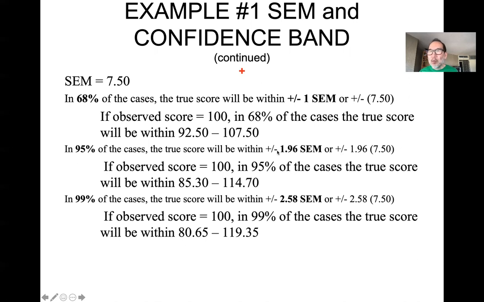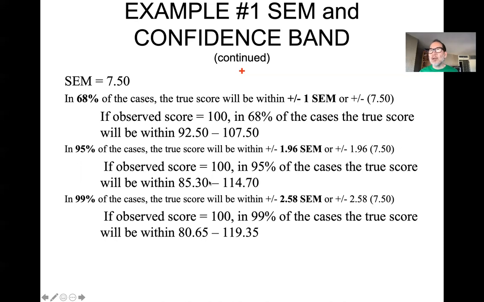Here it says 1.96, but you can round it up to 2. So 2 times 7.50, that's 15. So Tommy's score could go as high as 115 or as low as 85. But you're 95% certain that this is where it can fall. You're 95% certain it'll fall in this range. So that's the idea.